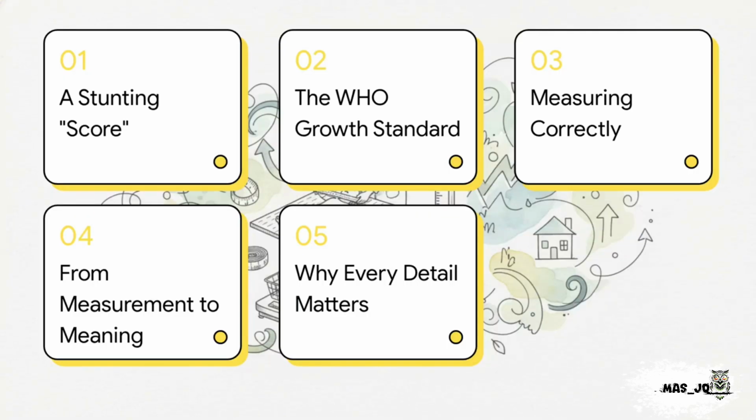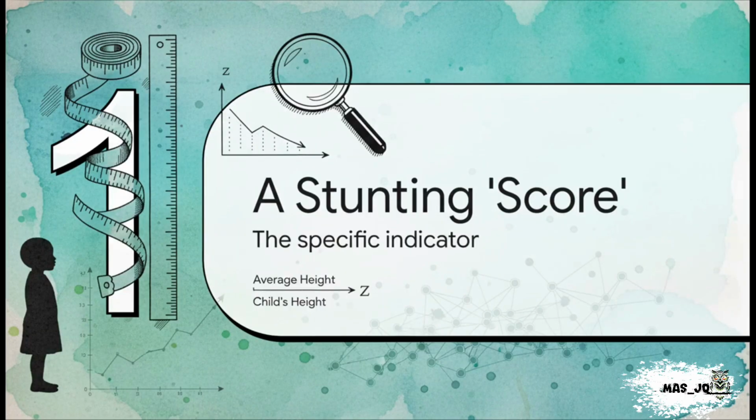So to get to the bottom of it all, here is our roadmap. We're going to start with what a stunting score actually is. Then we'll look at the global standard everyone uses for comparison. After that, we'll dive into the nitty-gritty of how to measure a child correctly, see how that physical measurement turns into a meaningful score, and then we'll wrap it all up with why every single one of these details is so incredibly important. All right, let's jump right into our first section.